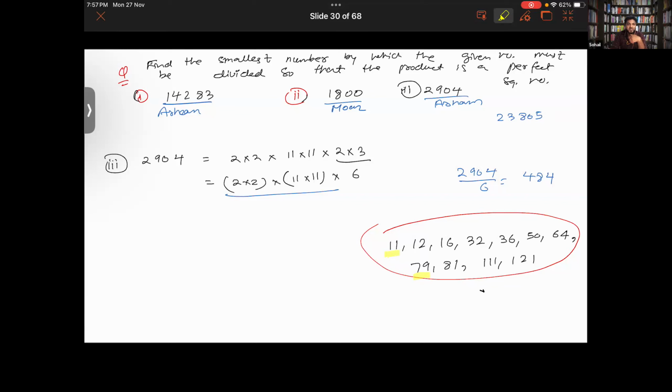numbers. Yes, sir. Prime numbers हमेशा क्या होते हैं? Non-perfect square numbers होते हैं. Getting it, guys? Yes, sir.